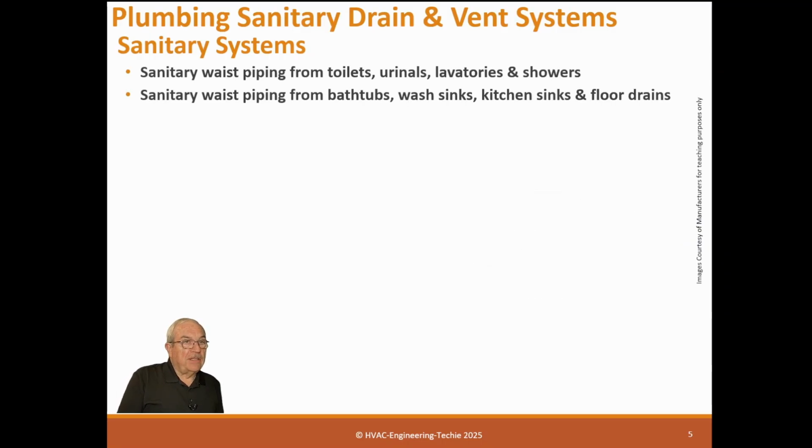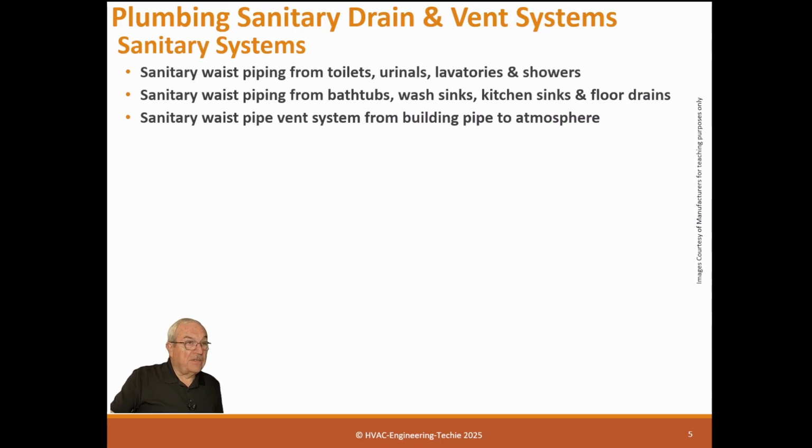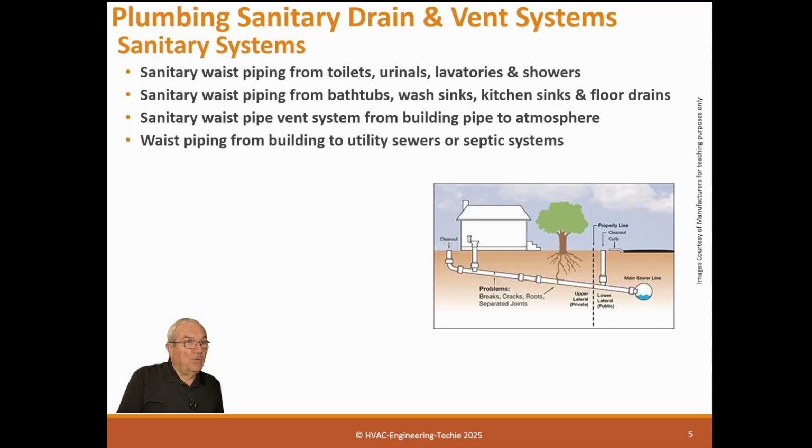Sanitary waste piping from bathtubs, wash sinks, kitchen sinks, and floor drains. Sanitary waste pipe vent system from building pipe to atmosphere. Waste piping system from building to the utility sewer or septic system. So every residence and every commercial building has a special waste system that goes down into normally municipal sewer mains. And if they're in an area that doesn't have sewers, then it'll go to a septic system, which we'll talk about later. And there are certain code requirements where cleanouts are installed so you can adequately clean or jet these lines so they never clog.